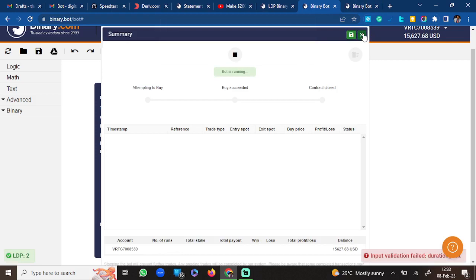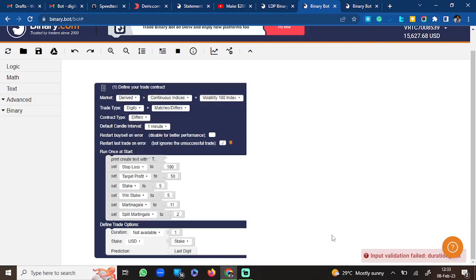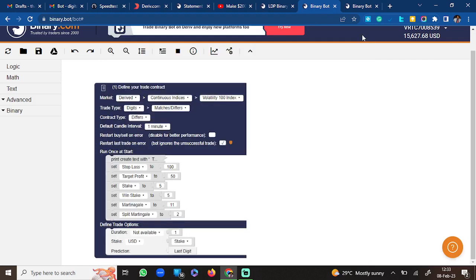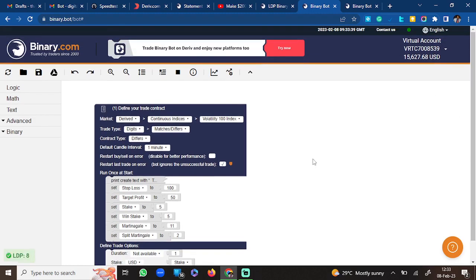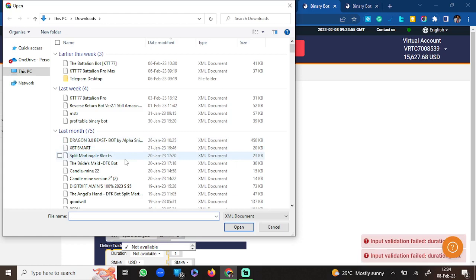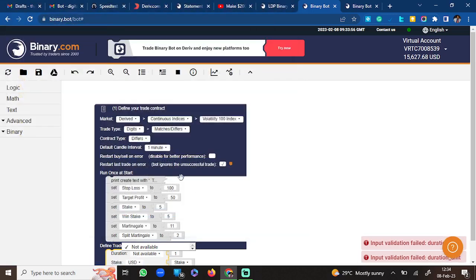Invalid duration. What's happening here? Fail duration. Let's run the bot once again and see. Maybe there is a mistake somewhere. If you find that you're trying to run a bot and it fails on the duration input, you can simply load the bot again. I can see the duration is saying not applicable, so let's just load the bridesmaid bot once again. I think it's loaded okay now.